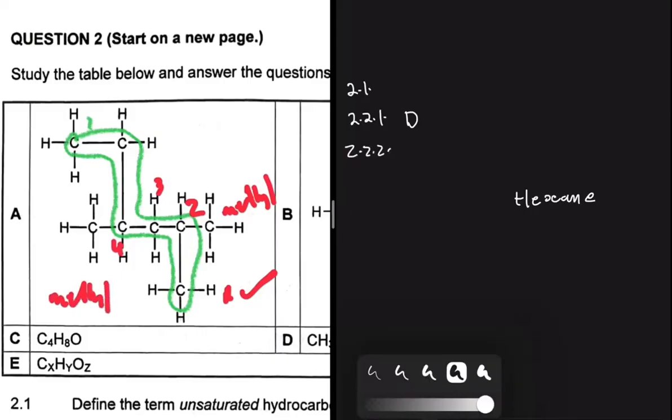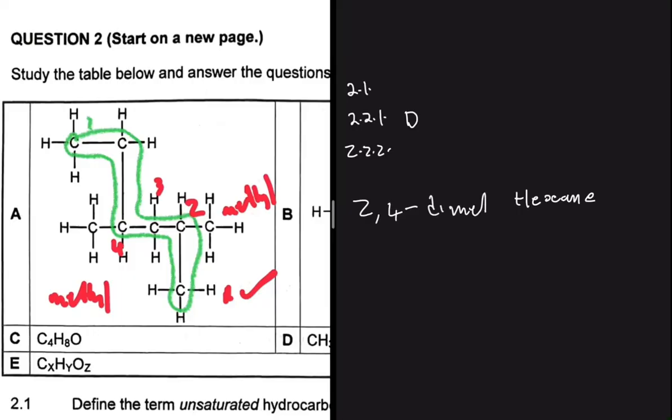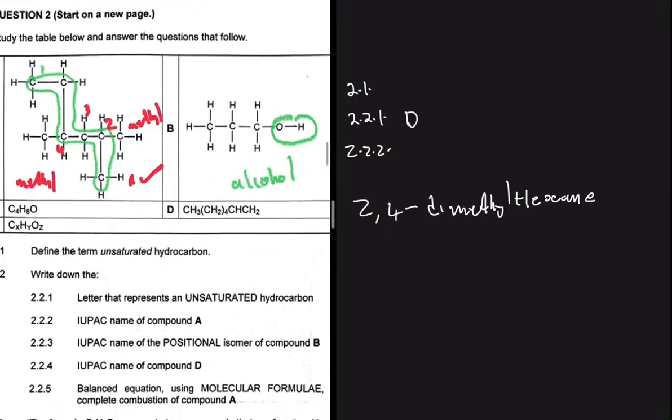So we can go ahead and say 2,4-dimethylhexane, right? And then just like that, we have the name of our compound A. Right, let's move to 2.2.3.